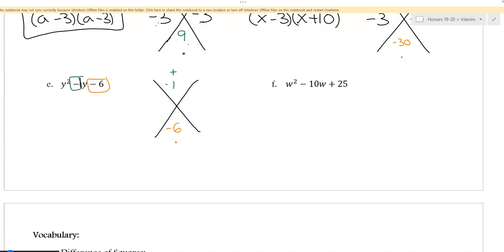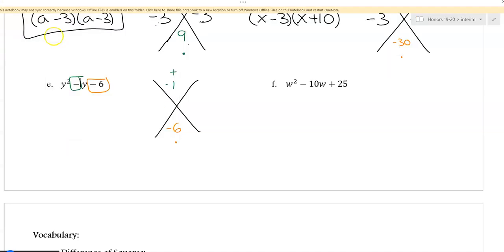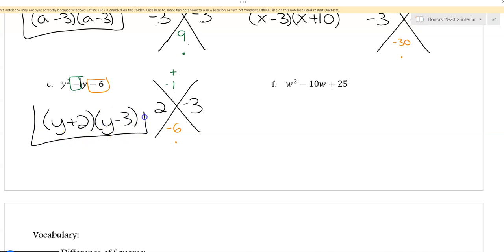Last one. We are adding to negative 10, and we are multiplying to 25. Sometimes the numbers you're multiplying to are easier, because the only things that multiply to 25 are 1 and 25, and 5 and 5. So 5 and 5, and again I want a negative, so I'm going to make them both negative.